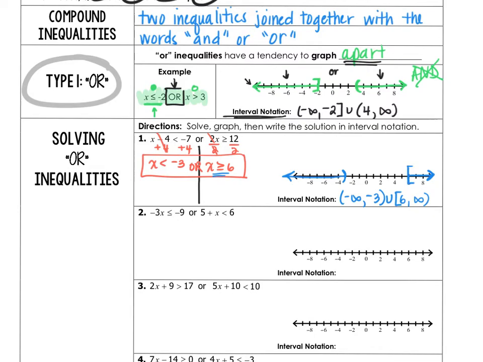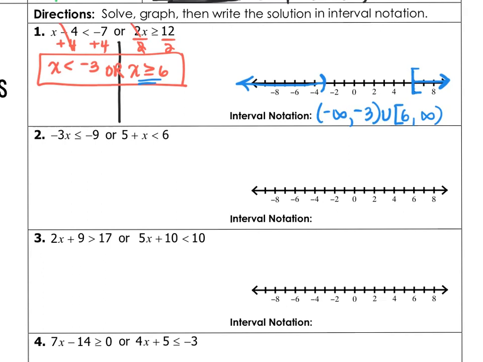So in number 2, we've got negative 3x is less than or equal to negative 9, or 5 plus x is smaller than 6. So this is an or, so we should be expecting the graphs to be apart. Let's solve each inequality. So divide by negative 3, divide by negative 3. I just divided both sides by a negative, so x is greater than or equal to 3. We had to flip the inequality. Again, because I divided by a negative on both sides, I had to reverse the inequality sign. Here I've got 5 plus x is smaller than 6.